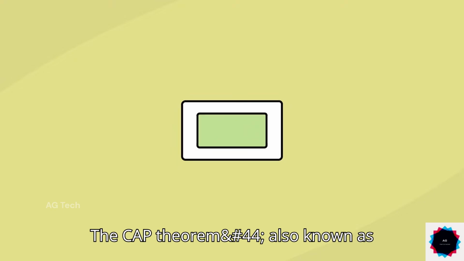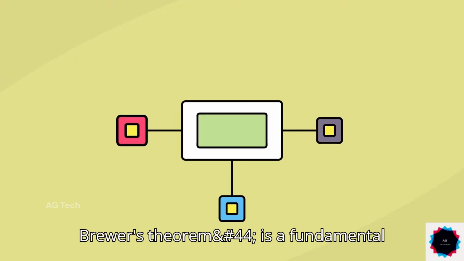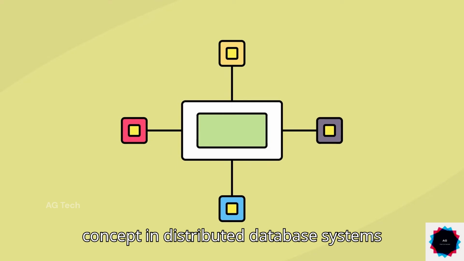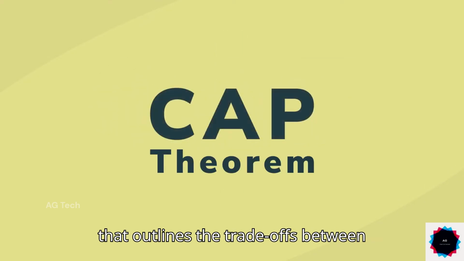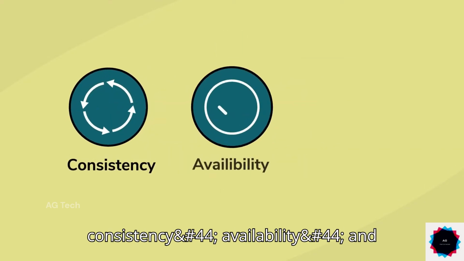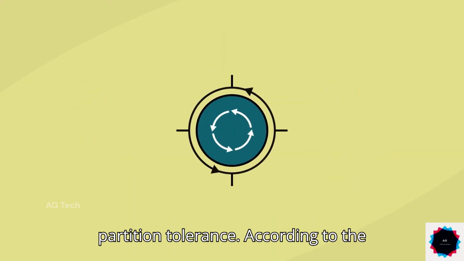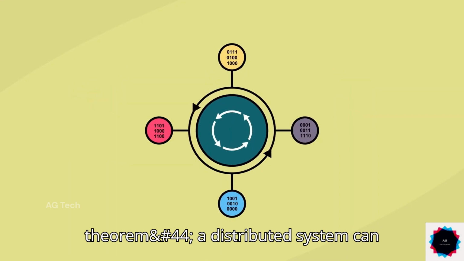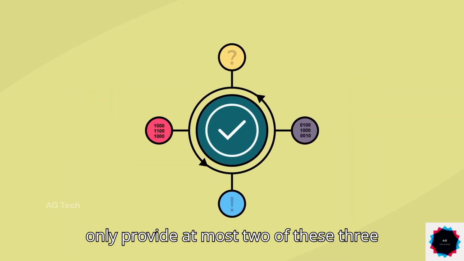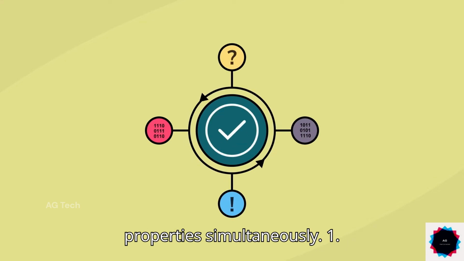The CAP theorem, also known as Brewer's theorem, is a fundamental concept in distributed database systems that outlines the trade-offs between three key properties: consistency, availability, and partition tolerance. According to the theorem, a distributed system can only provide at most two of these three properties simultaneously.